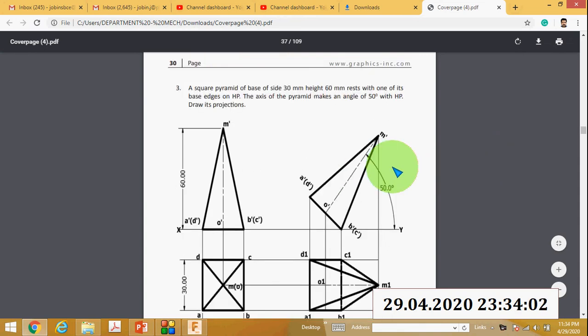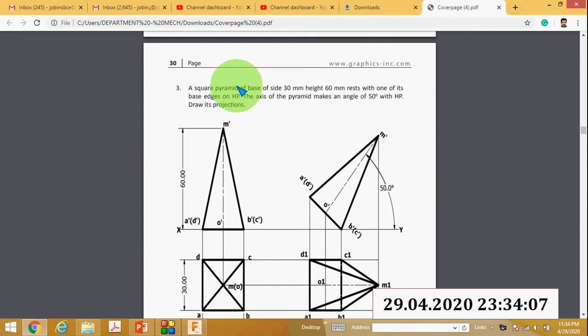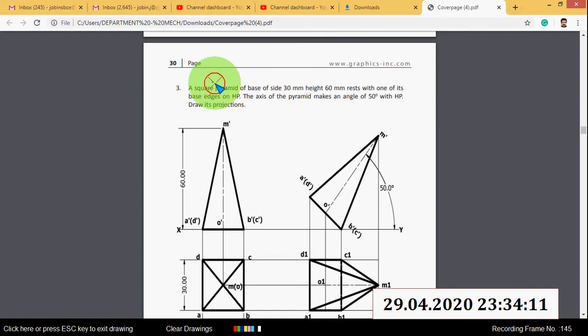Good morning. Today I will explain the projection of solids. Here the object is a square pyramid, and the dimensions are given: base edge 30 mm and height 60 mm. It rests with one of its base edges on the horizontal plane. Then the axis of the pyramid makes an angle of 50 degrees with the horizontal plane. So draw its projections.